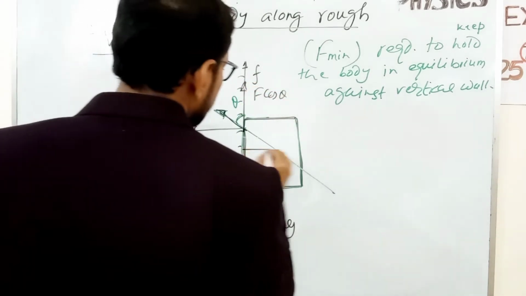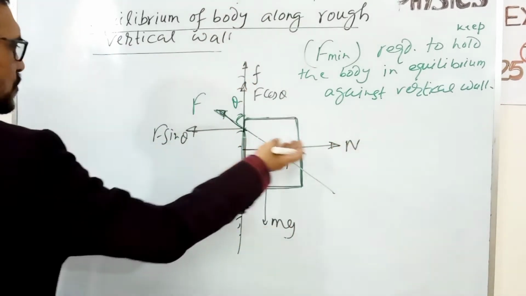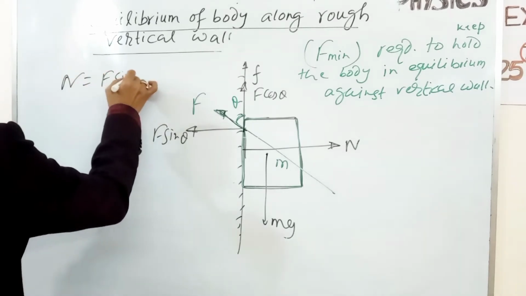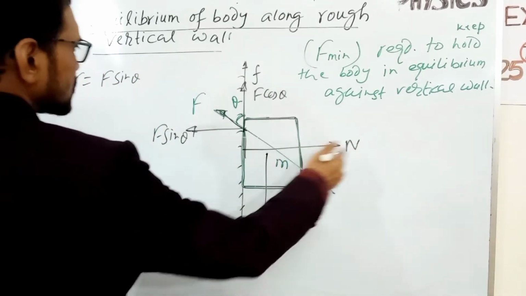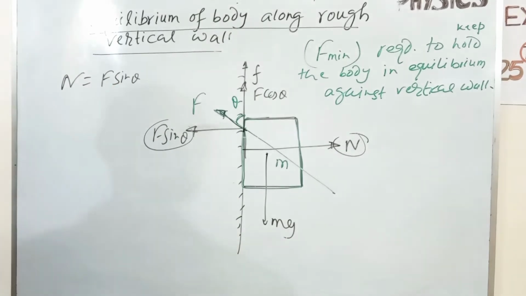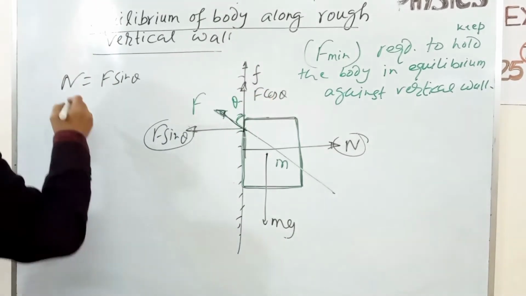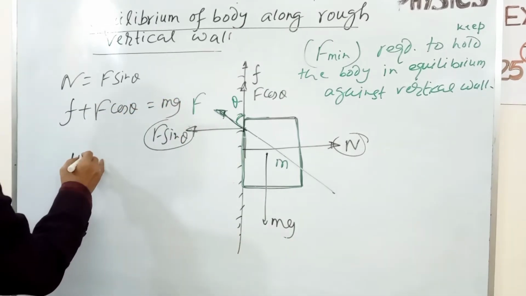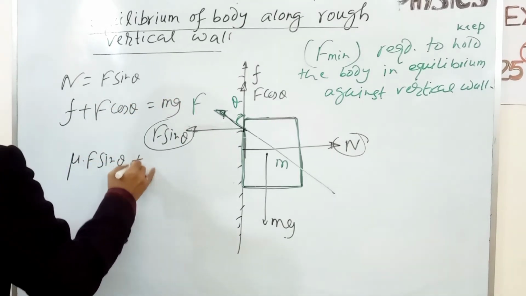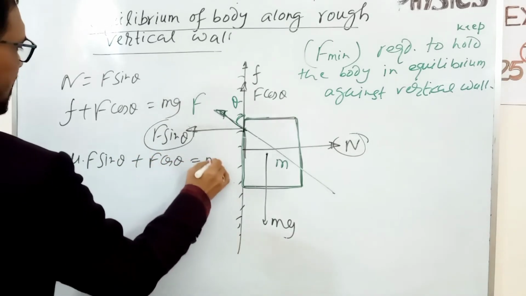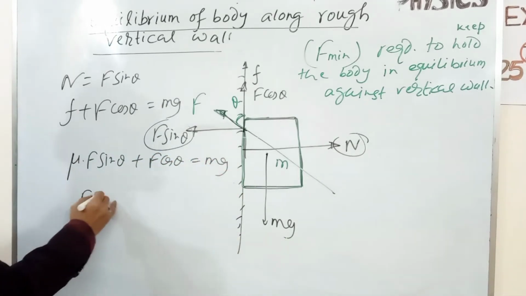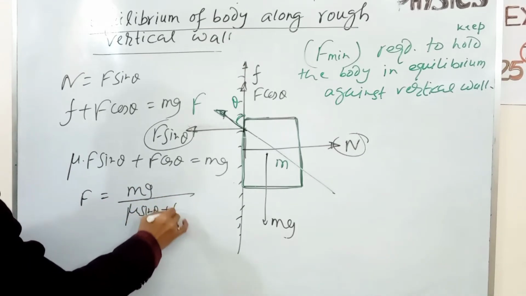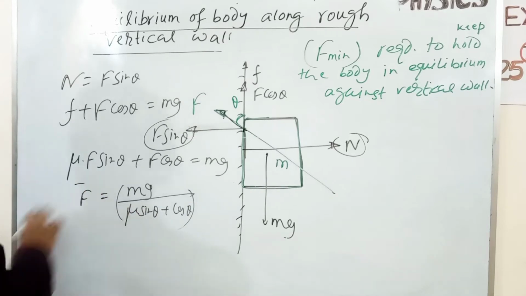Now what is the normal reaction here? If we equate this force and this force, we get the normal reaction N equal to F sin theta. There is no acceleration along this direction, so this must be equal to this, so N equals F sin theta. Now this plus this balance the weight, so friction plus F cos theta balances the weight mg, with N being F sin theta. So F equals mg by (mu sin theta plus cos theta). So this is the answer.